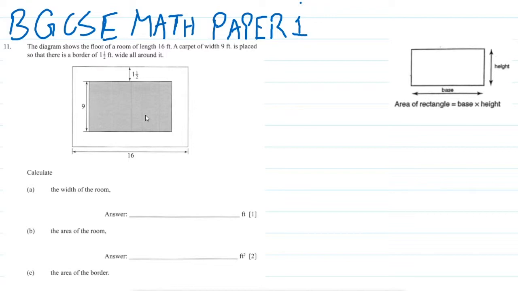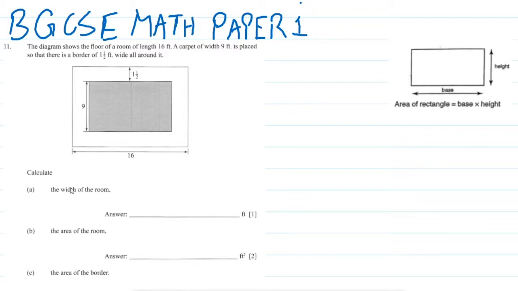So this problem is really just covering the topics of area and geometry. So let's just jump right into it. The question reads, the diagram shows the floor of a room of length 16 feet. A carpet of width 9 feet is placed so there is a border of 1.5 feet wide all around it. It asks us to calculate the width of the room, the area of the room, and the area of the border, right? So let's look at what's given to us and what they're asking of us.